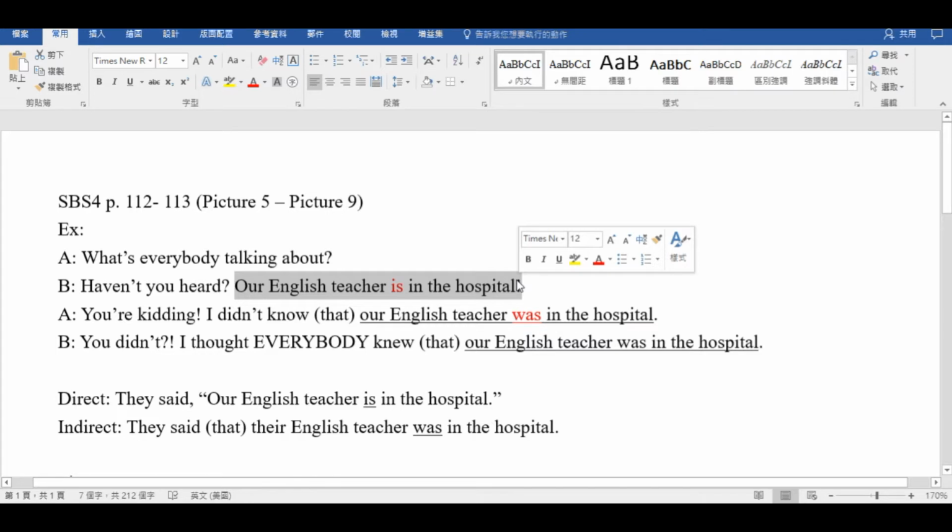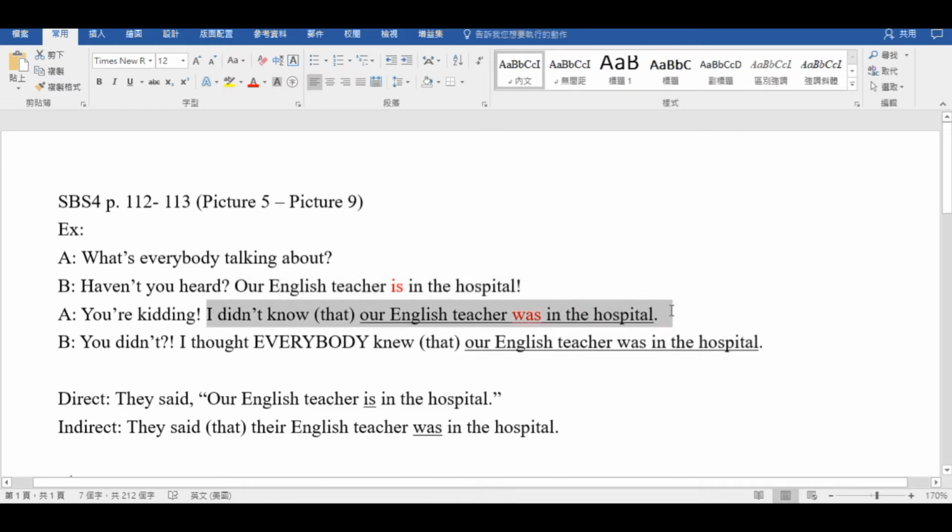And then A says, "You're kidding. I didn't know that our English teacher was in the hospital." B said this for the second time. He repeated what B had said before. So the sentence is actually an indirect speech sentence. As you can see, the verbs are different. Direct speech is present simple tense. Indirect speech was past tense. As we talked about before, we have to go back in time.